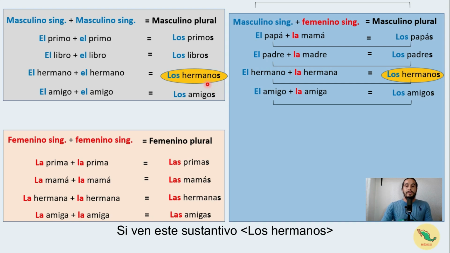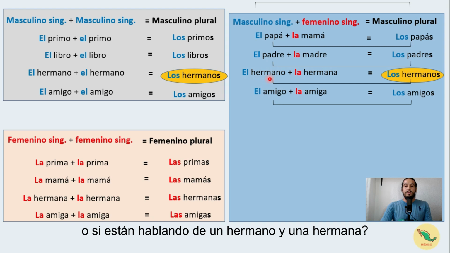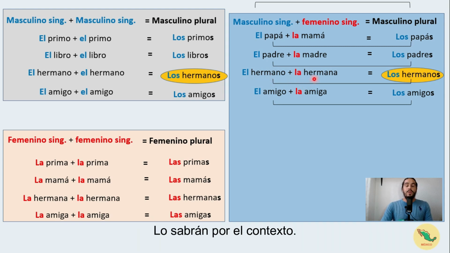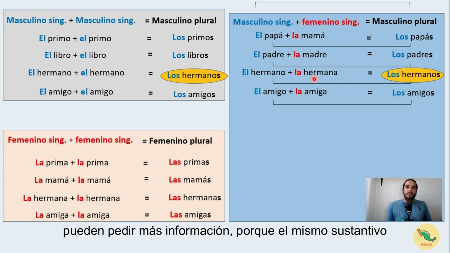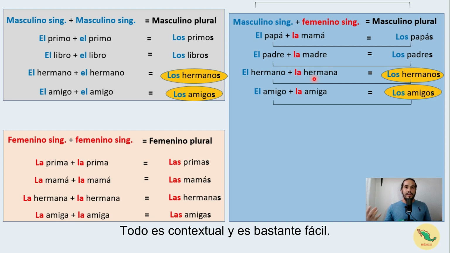So if you see this noun, los hermanos, how can you tell whether you are talking about brothers, or if you are talking about a brother and a sister? You will know it by the context. So if the context is not clear for you, you can ask for more information, because the same noun is describing two different things. Also, you have los amigos. All is about context, and it's quite easy.